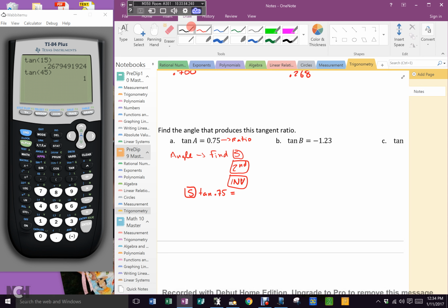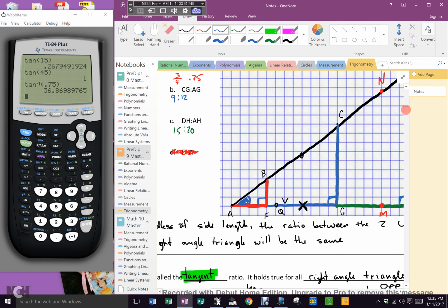Blake, and anybody else with a backwards calculator, you must push 0.75 shift tan. And you might have to hit equals. And what do you guys get? Almost 37 degrees, right? So we round that to the nearest degree. Is everybody cool? Now, watch this.